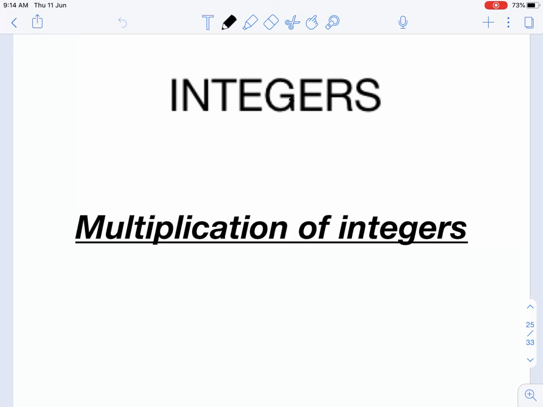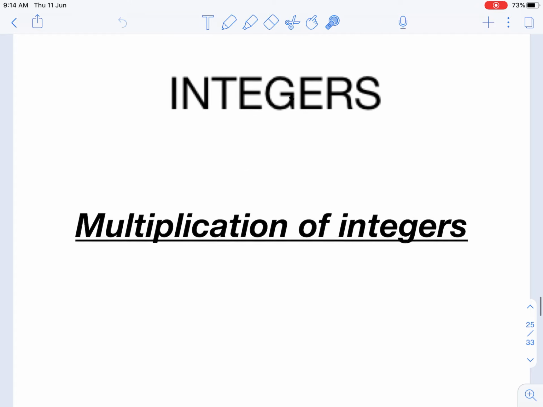Students, we started integers last time. In the previous class we learned about some properties of multiplication of integers. Today we are going to solve some examples based on multiplication of integers using those properties. Okay, so let us start today's class.